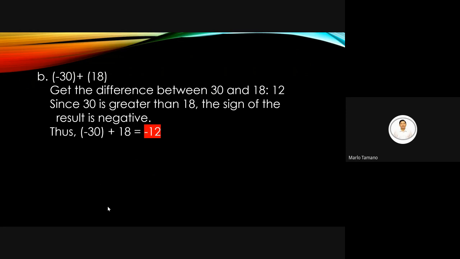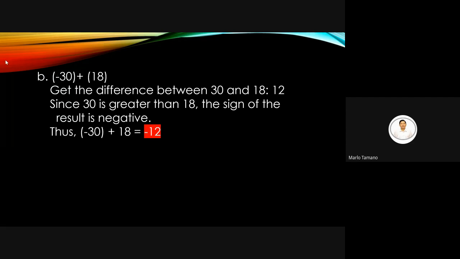Now, binaliktad ko lang, no? Get the difference between 30 and 18. So, 30 minus 18, again, that is 12. Since 30 is greater than 18, the sign of the result is negative. How come that this negative 30 is greater than 18? Ayun na po yung sinasabi ko, no? We're talking about the absolute value.